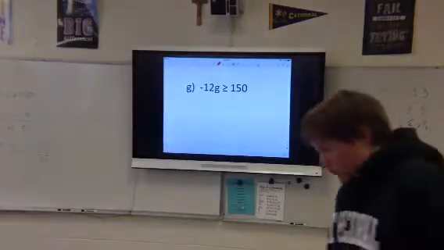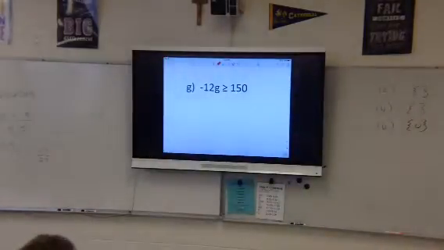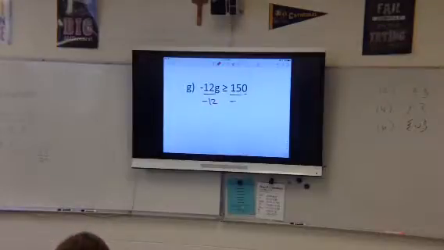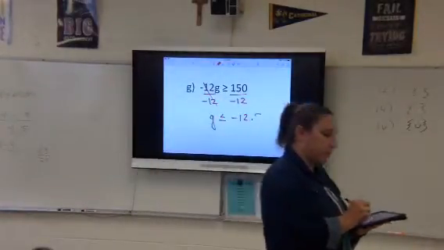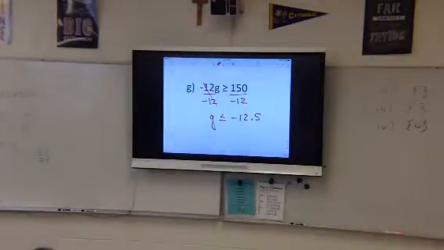Alright, Naisha, what are we gonna do on this one to solve it? Divide by -4. Very good. Alright, so you should divide both sides by -12. G, does my sign need to flip here? Yes, it does. You're dividing by a negative, so sign flips. And what is 150 divided by -12? -12.5. -12 and a half. Very good. And then if the directions say set builder, line G, set brackets. Okay?